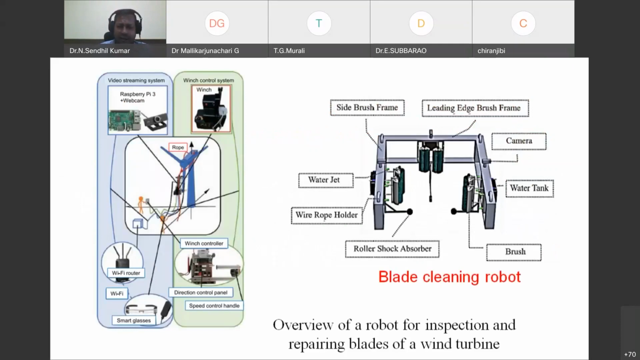That is the thing. So this is another cleaning robot that will be used in the wind turbine section. For repairing the blade, sometimes the blades get damaged, or some birds will be stuck inside. So sometimes this needs to be cleaned, all those things. For that purpose, this type of robot will be used.